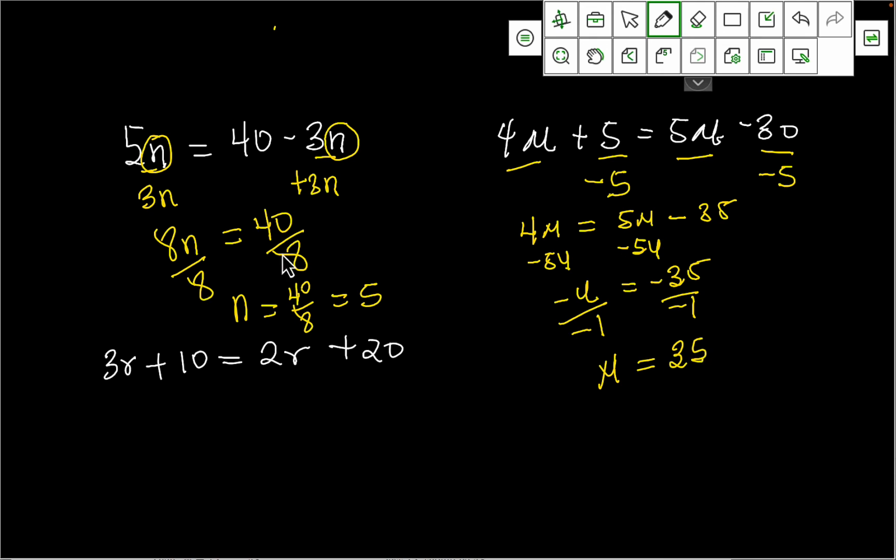Let's look at the last problem here. 3r plus 10 equals 2r plus 20. Okay, so first of all, our first rule, guess it right, subtraction rule of equality. So I'm going to subtract 10 from here, then I'll subtract 10 from here, then I'm going to subtract 2r from here, I'm going to subtract 2r from there. This should give me r, and this should give me 20 minus 10, which is 10. So r equals 10.